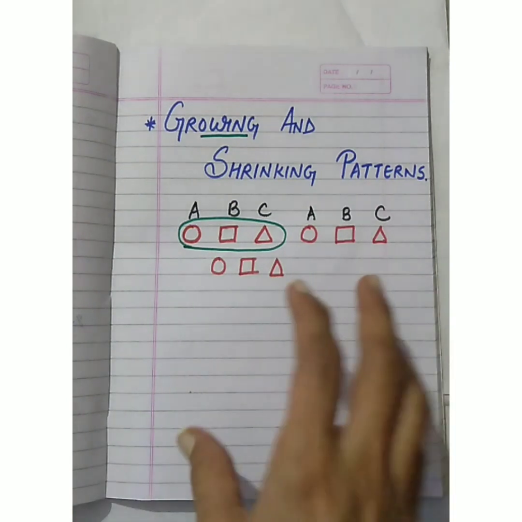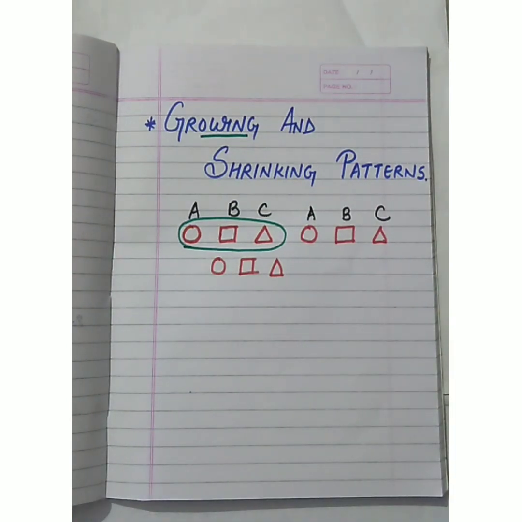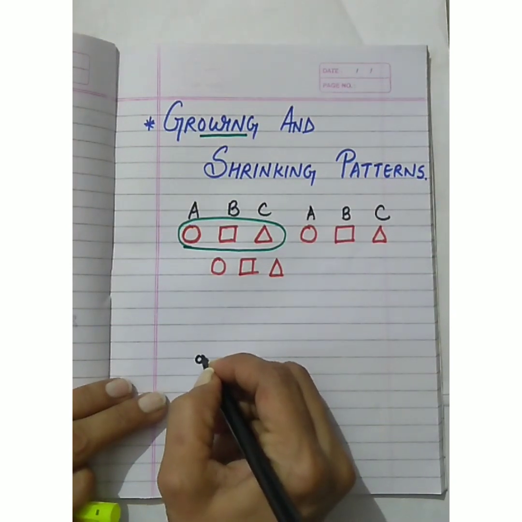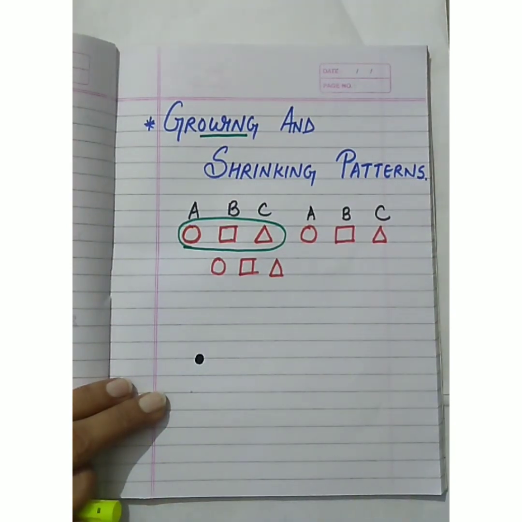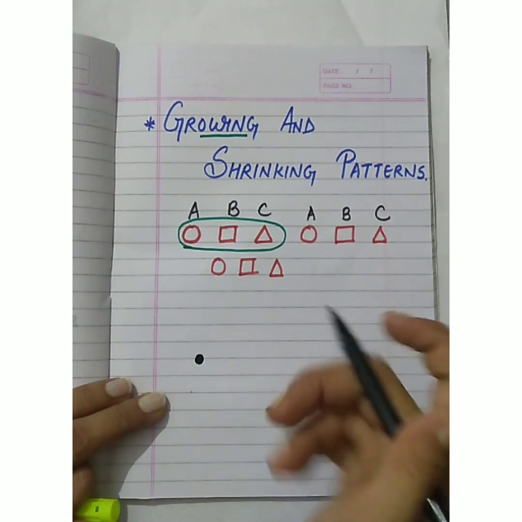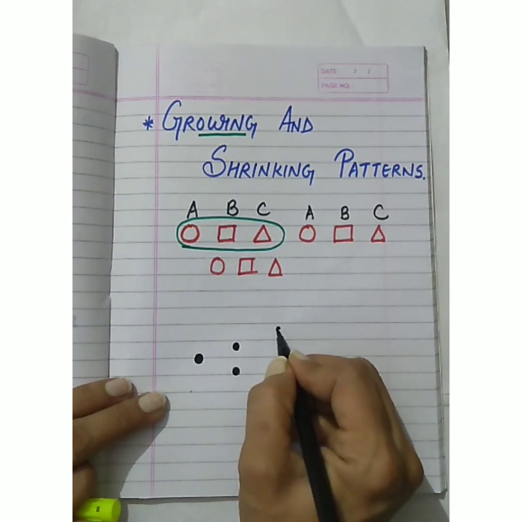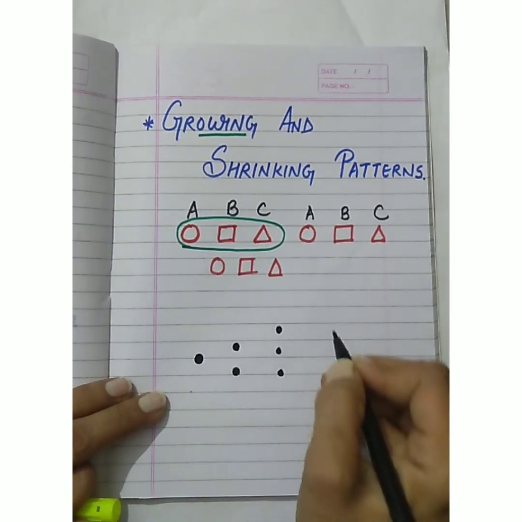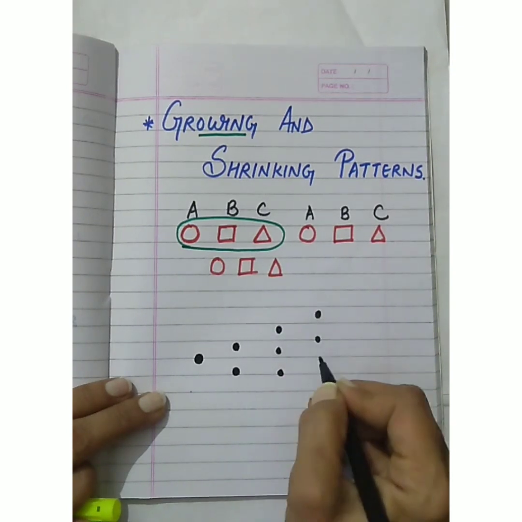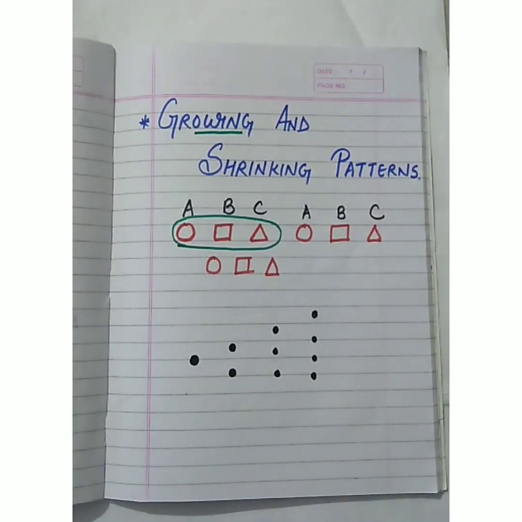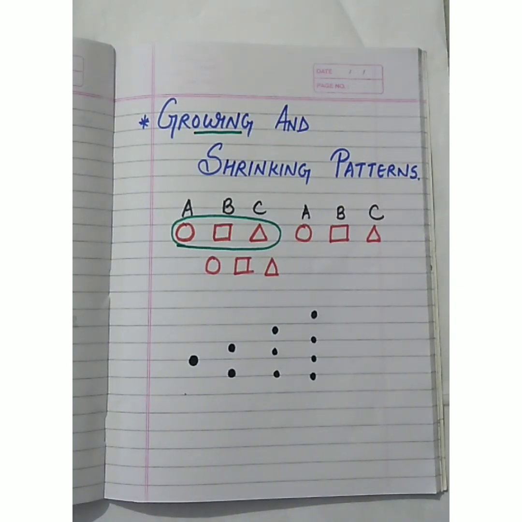Now today we are going to discuss another pattern, the one which does not have a core. Let's see one example. I have drawn one circle, a small circle over here. Then, what can you see in this? This is an example of growing pattern, which is also known as increasing pattern.